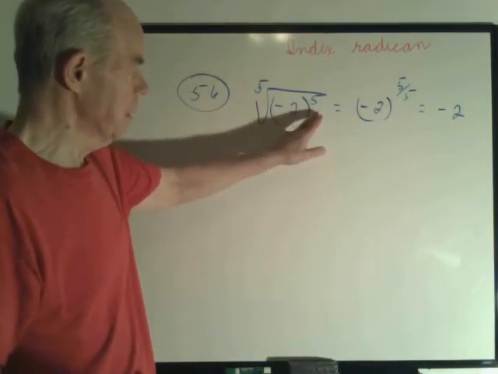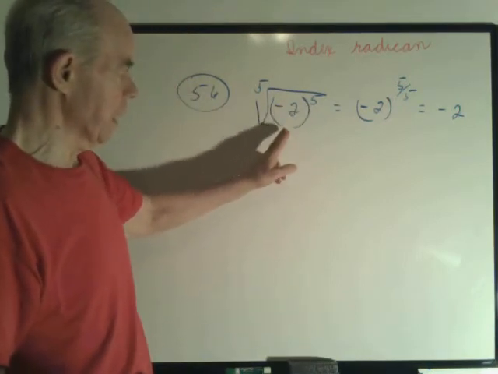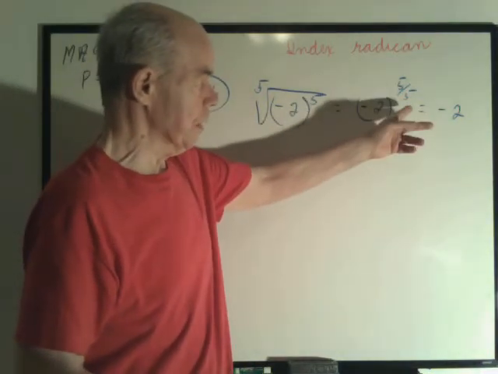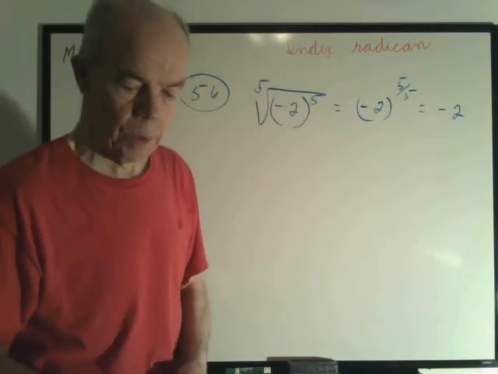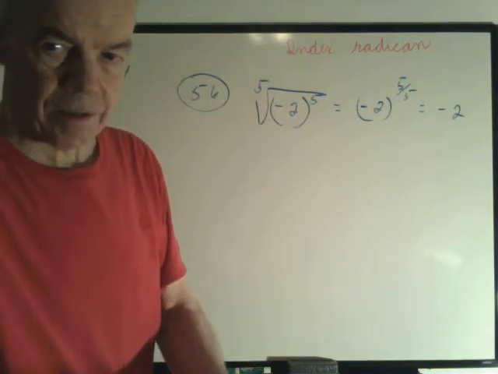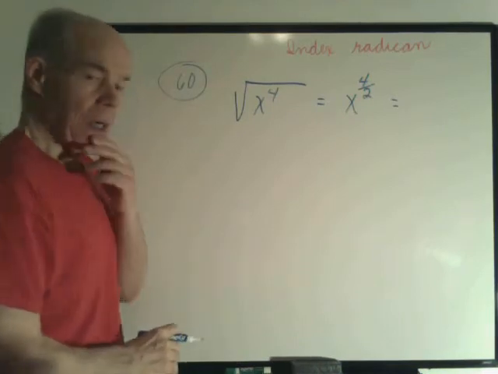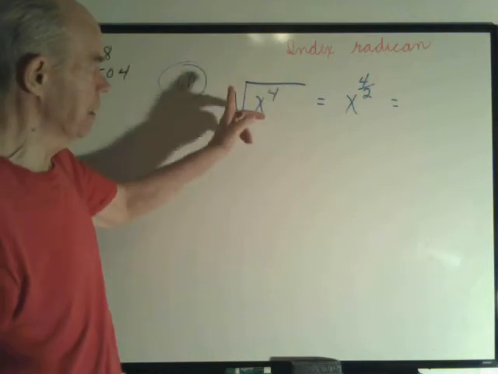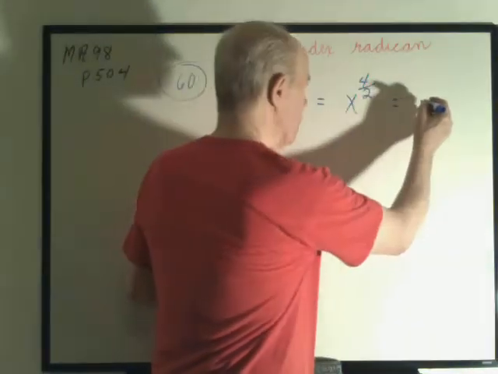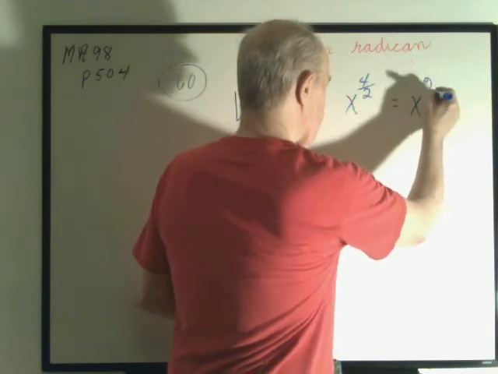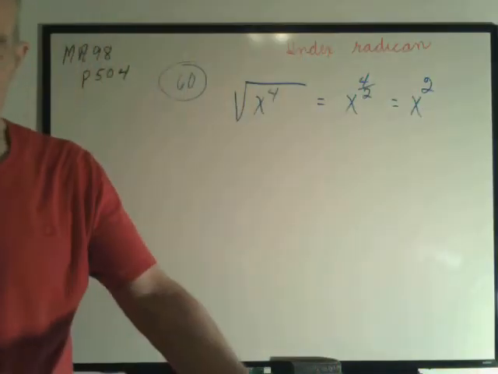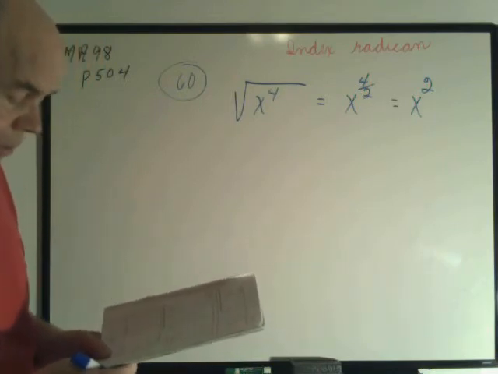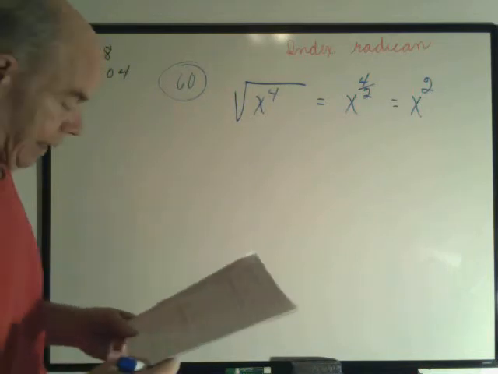All right. The 5 applies to what's inside the parentheses, so it's -2 in parentheses. 5 divided by 5 should give you 1, which should give you -2. All right, let's take a look at number 60. With number 60, x to the 4th, the index is 2, so it's 4 divided by 2. So my answer is x squared. Take a look at number 59.